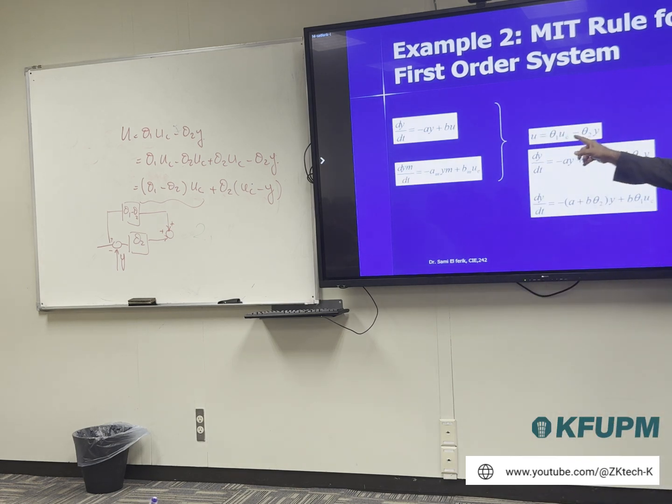So from here I took my controller and replaced it in the differential equations. And from the differential equations now I have dy/dt is equal to minus (a plus b theta 2) times y plus b theta 1 multiplied by uc. Theta 1, theta 2 are my parameters. A and B are the system. But you can see here there is one parameter that will appear in the numerator, and there is one parameter that will appear in the denominator, in the characteristic equation. And this is why I put two parameters, right?